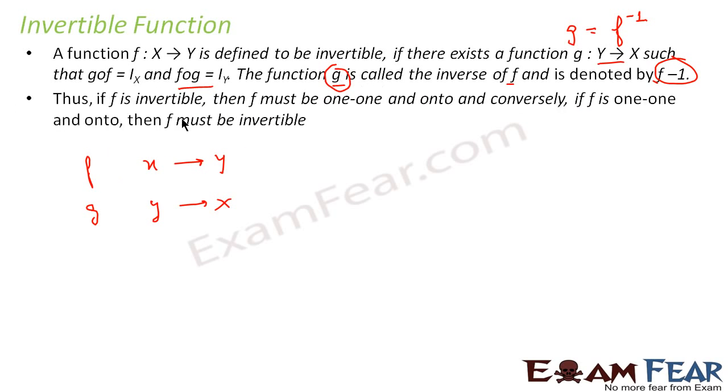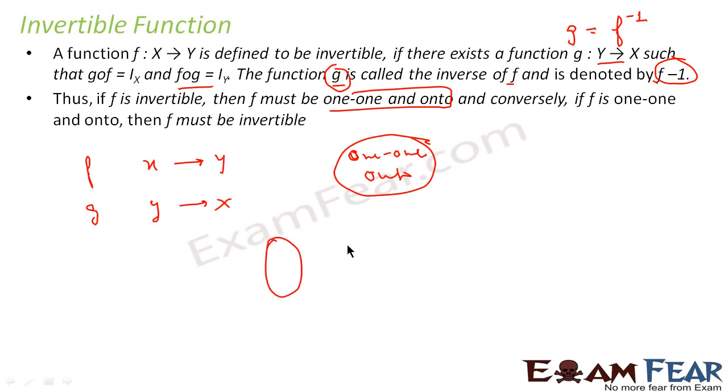Also, if the function is invertible, it must be one-one and onto. As I told, if the function is bijective, that is, it is one-one and onto, then that function is invertible. And that is why we study a special type called bijective, that has the property of one-one and onto.